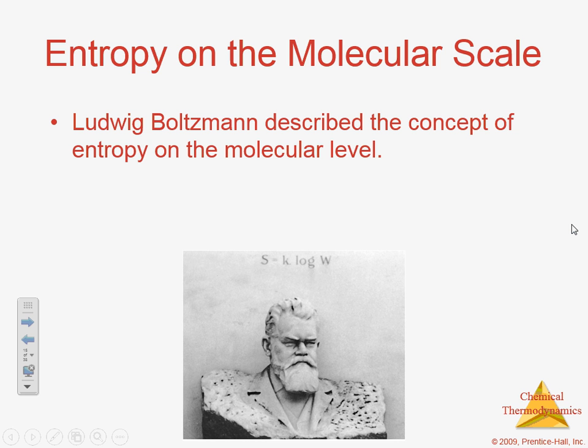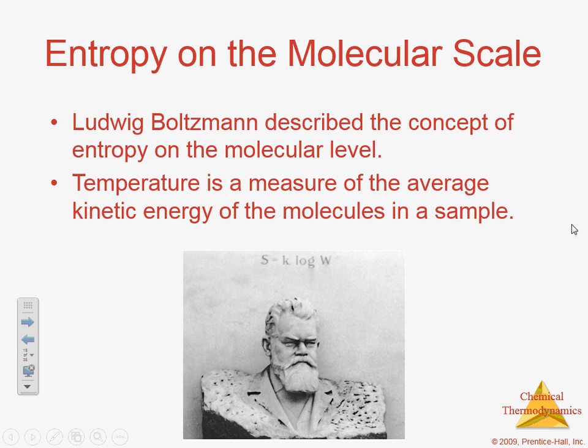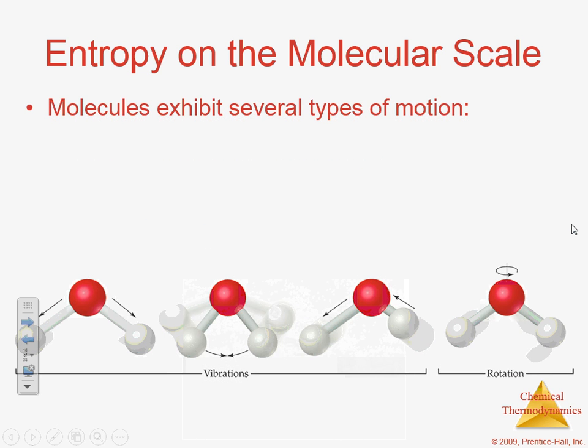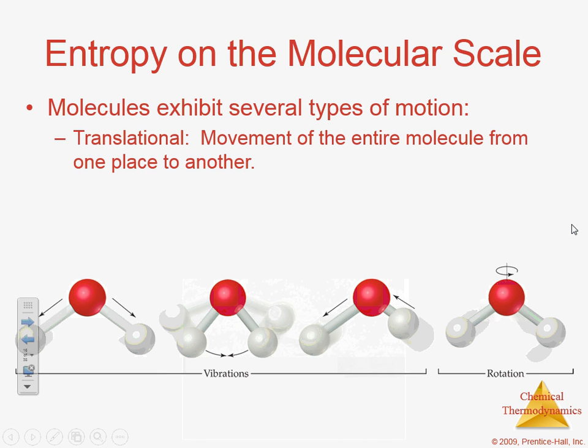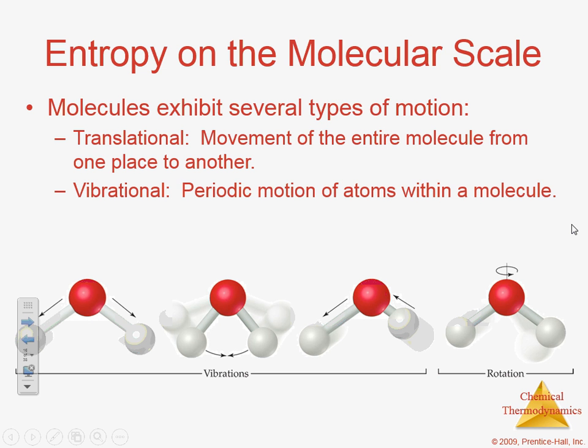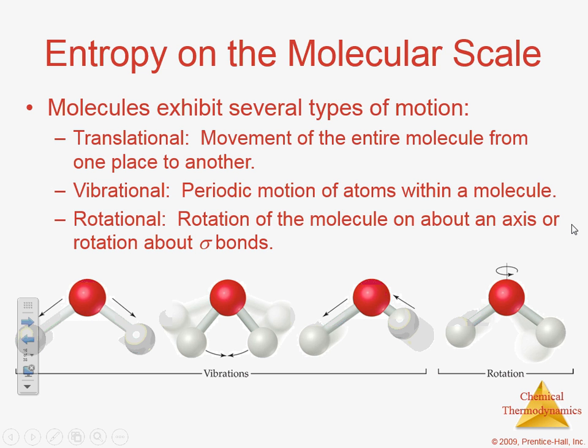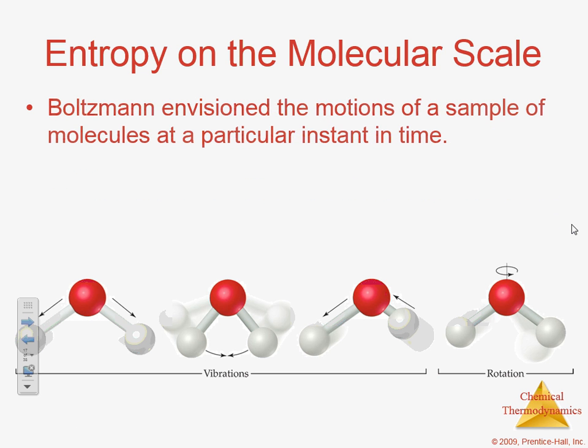Now, what we can do is take a look at entropy on a molecular level. Molecules exhibit several types of motion, and this motion is all creating entropy because we're talking about disorder. So, translational, the movement of the entire molecule from one place to another. Vibrational, periodic motions of atoms within the molecule. And rotational, the rotation of a molecule about its axis. So we have translational, vibrational, and rotational.